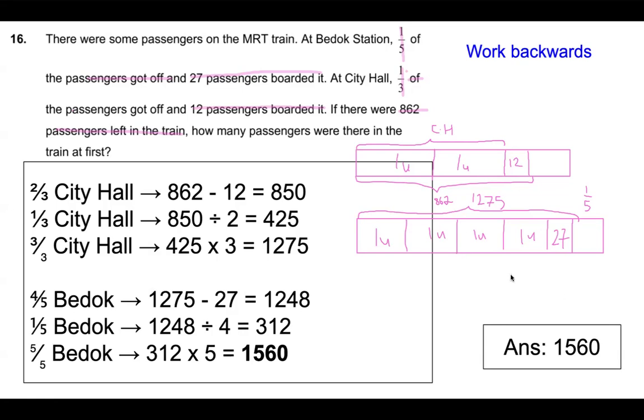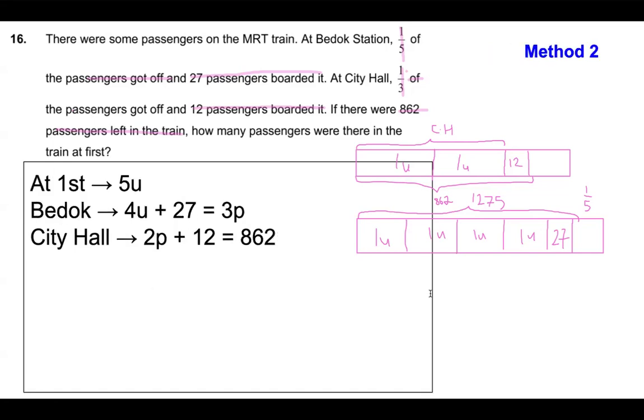Right now. So let's discuss another way to solve this. Okay, so move on to the same question, just another alternative. There were some passengers on the train, right? So just now we worked backwards. So first, at Bedok station, we have 5 units. Okay, so that's at first 5 units.